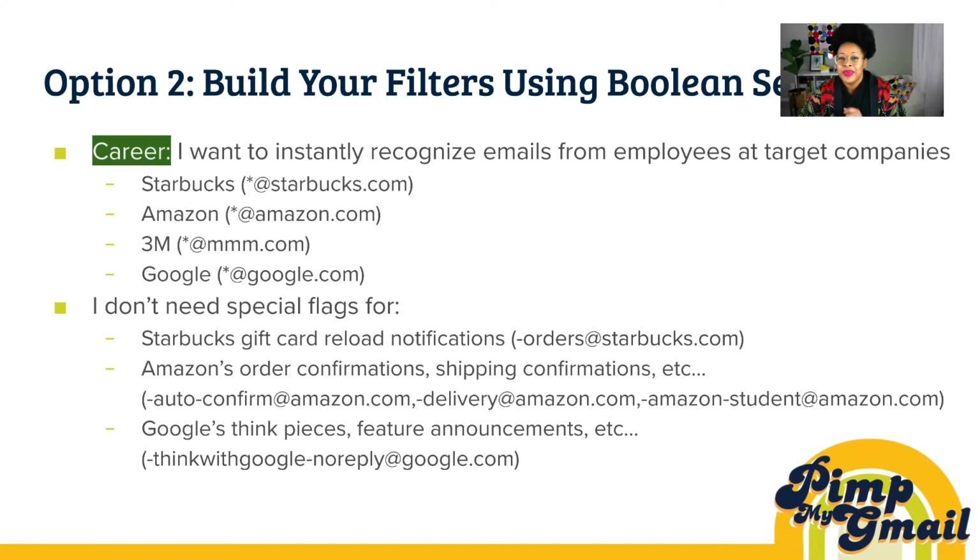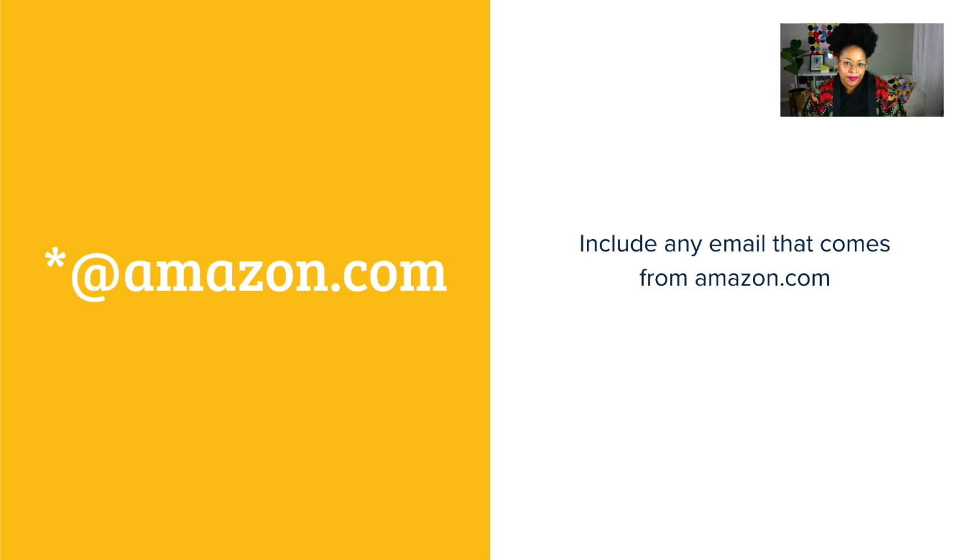But if you want to exclude certain ones, you can use the subtract sign, the dash, to say specific ones. So you can say any @starbucks.com minus orders@starbucks.com. And it excludes any emails from orders@starbucks.com. So let's look at it and break it down. Any email at amazon.com includes any email from amazon.com.